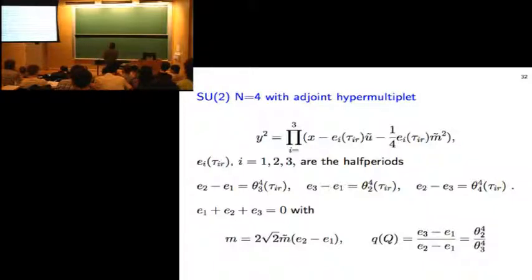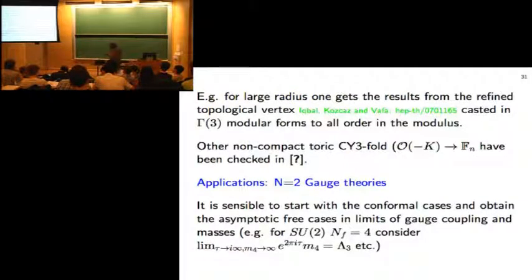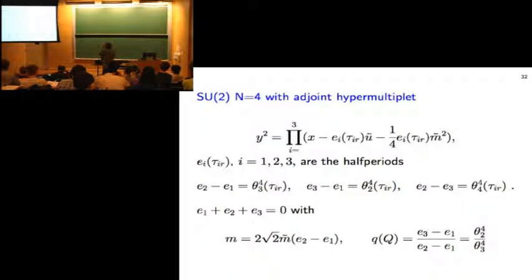And in this case, it's actually sensible to start with the conformal cases, because once you have the conformal case, you can take limits in the gauge coupling and the masses, so that the non-conformal cases just come out. So for instance, if you take NF equal 4, and you take a limit in the coupling constant and one of these masses, then you get the scale of the NF equals 3 series, and the rest of the masses play just the role of the masses of the NF equals 3 series. So once you have the result for these cases, you get all the others for free.